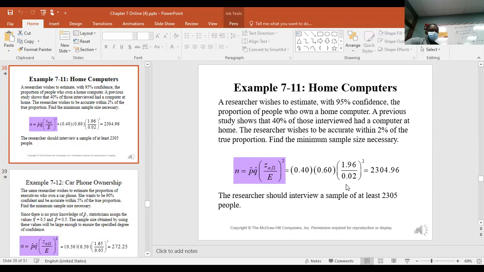So to determine the minimum sample size for proportion, we have two cases. The first one is if from past experience, we have an estimate of the proportion, or we may not have an estimate of a proportion. And in that case, just assume it's half.